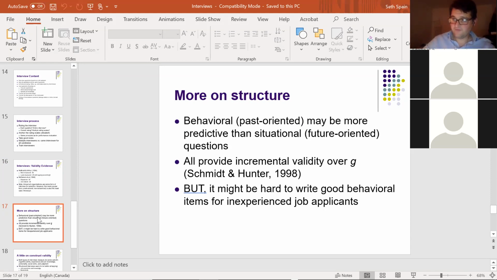So we could give people a cognitive ability test and an interview. The interview is telling us something that isn't cognitive ability. The one thing to keep in mind about behavioral interviews is that it may be difficult to write good behavioral interview questions for inexperienced job applicants. Again, as I mentioned several times, for entry-level jobs, people may have no relevant job experience and therefore they don't have past experiences to talk about in any detail. Therefore, situational interview questions may be better under those circumstances, or at least they may be more fair in some sense to those entry-level applicants.